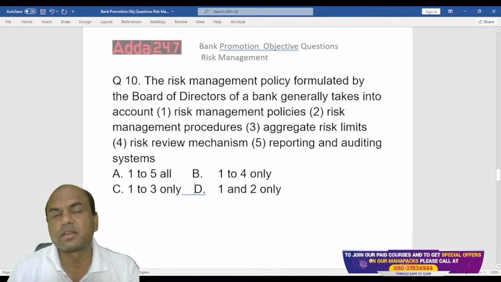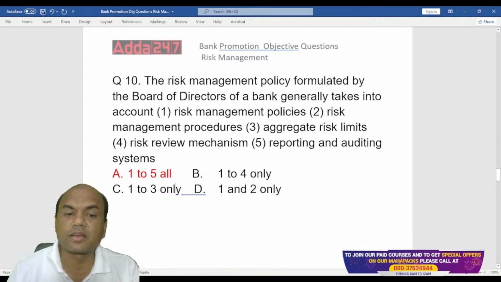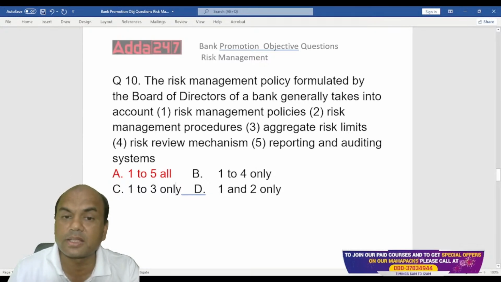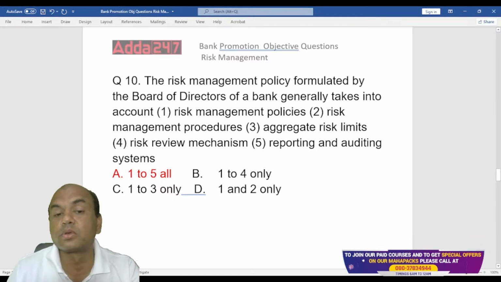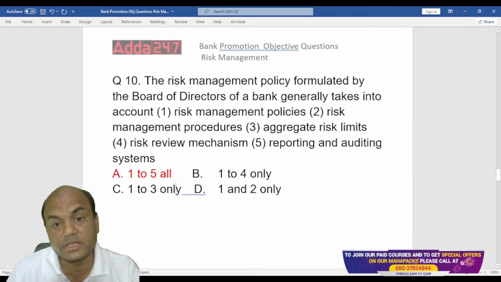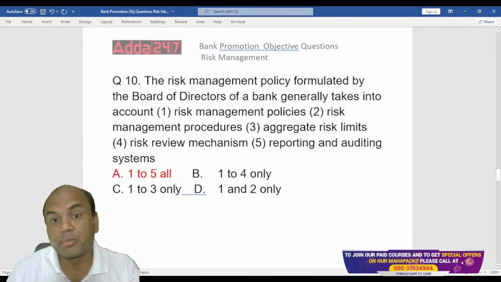Simple one, isn't it? Quite simple. Answer is all of them. Why have I taken this question? This question is not for knowing that 1 to 5 is the answer or not. The main part over here is, what does the risk management policy of the bank consist of? You must know these names. It consists of policies, procedures, risk limits, mechanisms, and auditing. Obviously everyone knows the answer is 1 to 5, everything should be there. But you must remember these names. That's why I've taken this question.